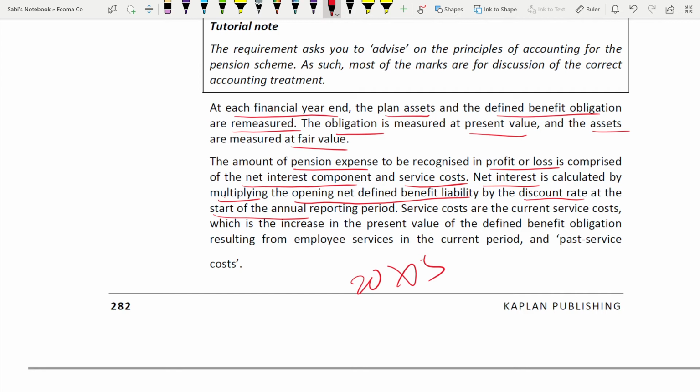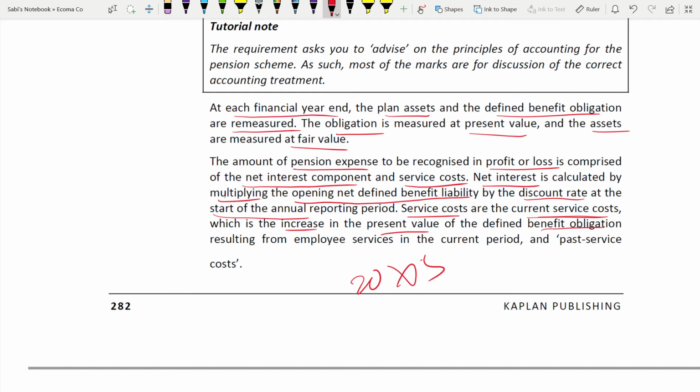Now, net interest is over. Service cost, current service cost. What is current service cost? Defined: the increase in the present value of the defined benefit obligation. If your defined benefit obligation increases, the present value increases, and that increase is taken as current service cost because currently you're servicing. You have to pay them more if present value increases. That means your obligation is increasing, which means cost and expense will also increase. Hence your current service cost is increasing.